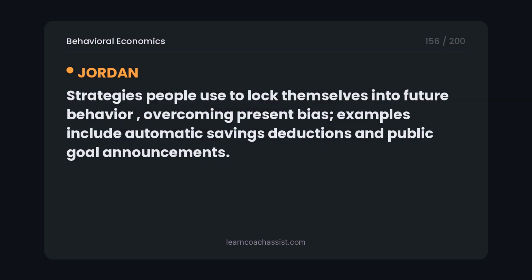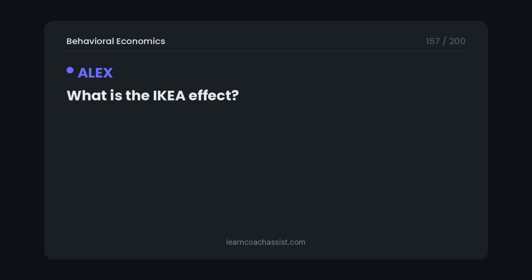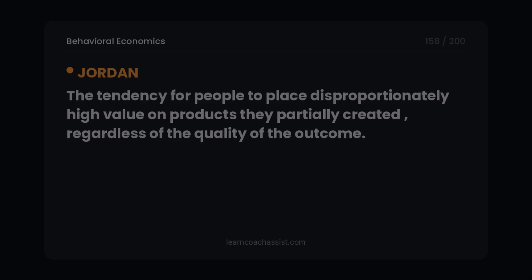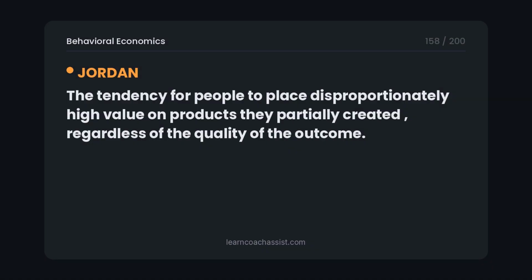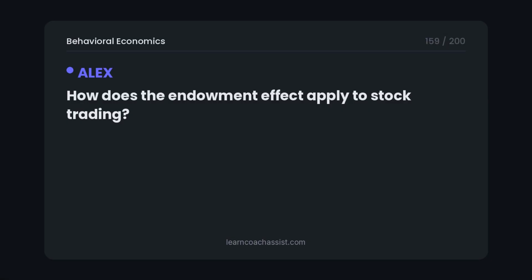Strategies people use to lock themselves into future behavior, overcoming present bias. Examples include automatic savings deductions and public goal announcements. What is the IKEA effect? The tendency for people to place disproportionately high value on products they partially created, regardless of the quality of the outcome. How does the endowment effect apply to stock trading?